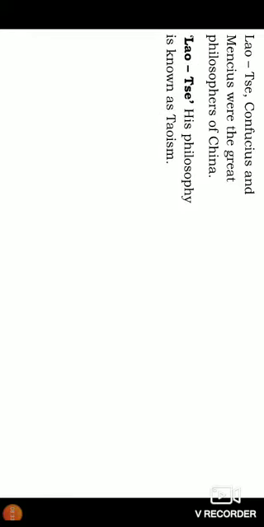So Laozi, Confucius and Mencius were the greatest Chinese philosophers. There is a 2 marks question: Mention the 3 important philosophers of China. That is Laozi, Confucius and Mencius. There were many others also, but we are mentioning some of them. Laozi is one of the great philosophers of China.